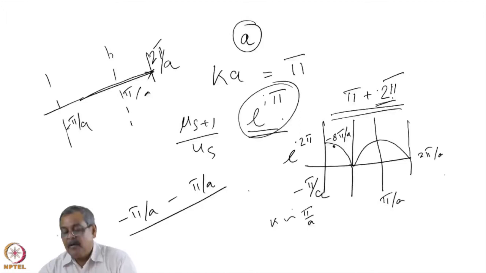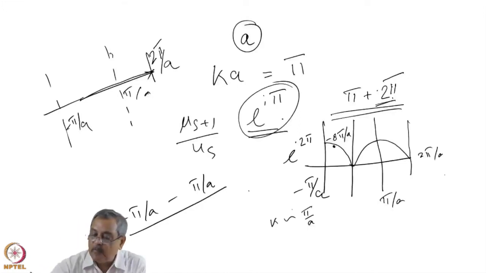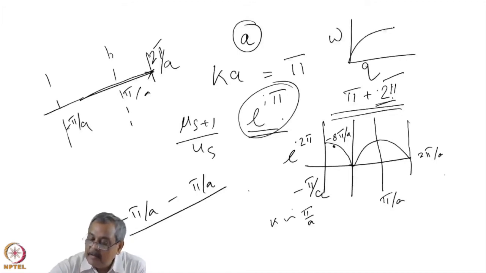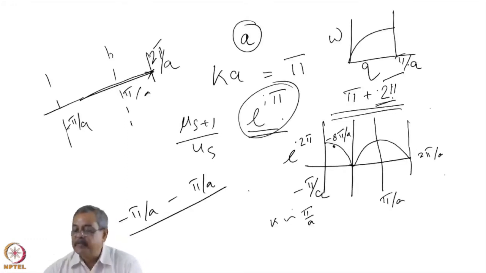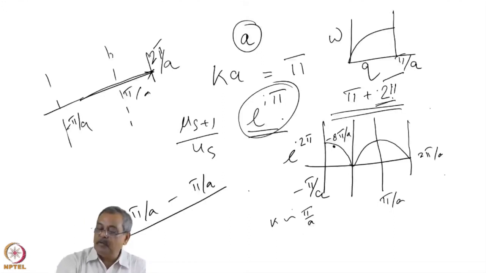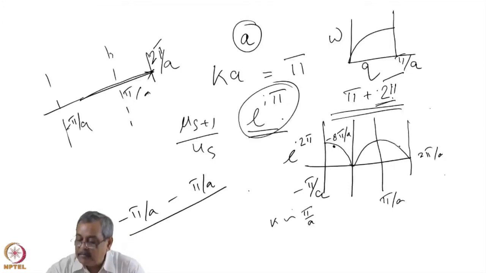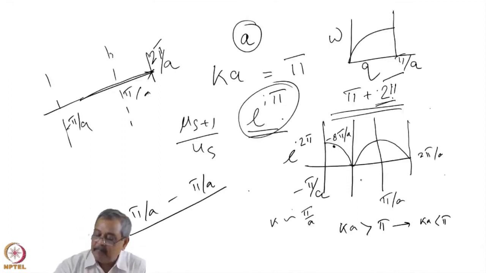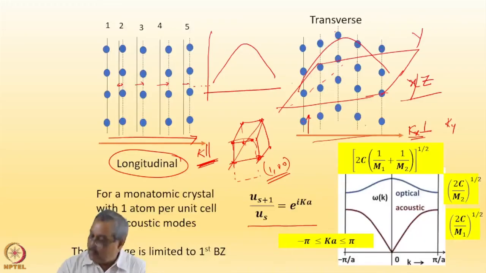So that means my dispersion relation of omega versus q is limited to the first Brillouin zone, and the positive side of the first Brillouin zone. I can also draw the negative side, but it will be just the mirror image of this one. And anything beyond the first Brillouin zone can be reflected back. So ka greater than pi can be taken to ka less than pi just by reflection. So this is what is done in phonon diffraction, phonon studies.